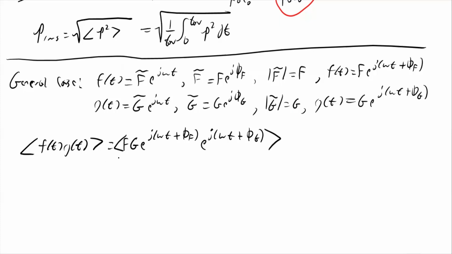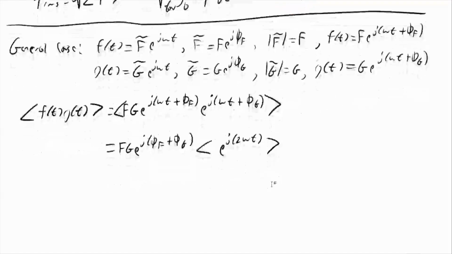We note that e to the j phi sub f and e to the j phi sub g don't depend on time. So we have f times g, e to the j (phi f plus phi g), times the time average of e to the j 2 omega t. Now, that's all good and all, except not, because the time average of e to the j 2 omega t, and I'll let you calculate this for yourself, is actually 0.